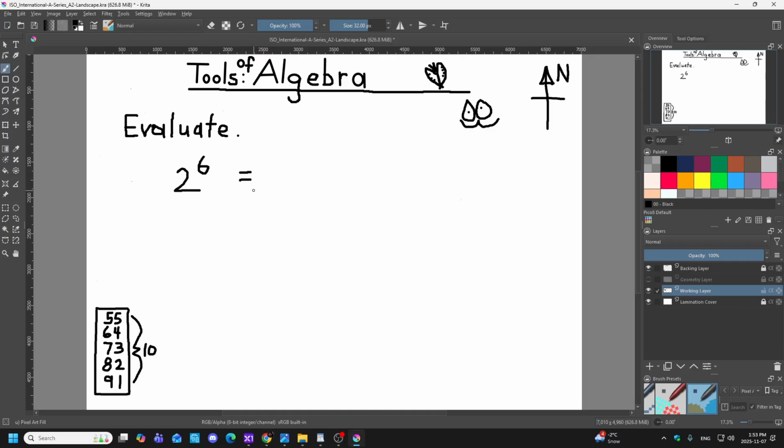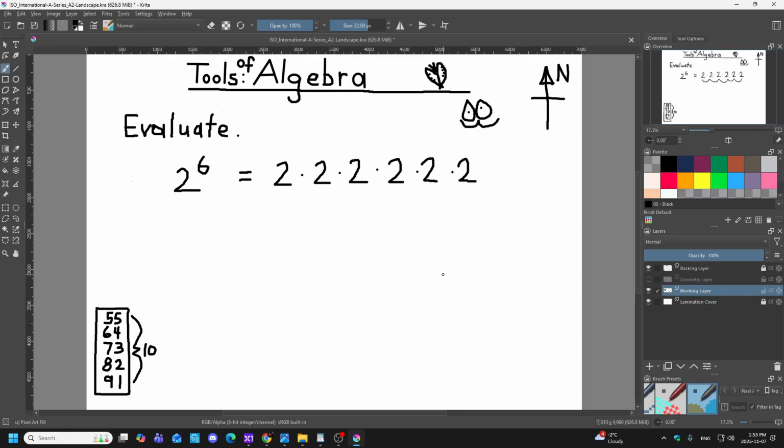Really, all we're doing is taking the base and multiplying it to itself 6 times. There we go. 1, 2, 3, 4, 5, 6. That's all it means. 2 times 2 times 2 times 2 times 2 times 2.